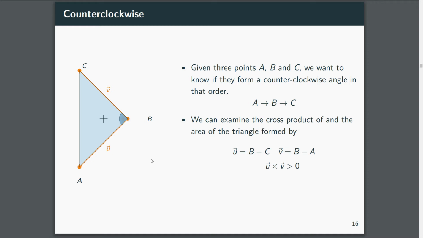Wait a minute. Sorry, this should be C minus B and B minus A. And the arrow here is off. It should be at the other end, because we're going from A to B and then from B to C. But the idea is the same.